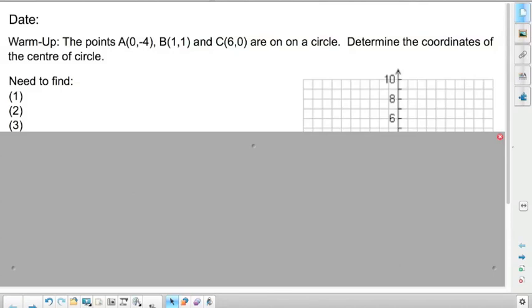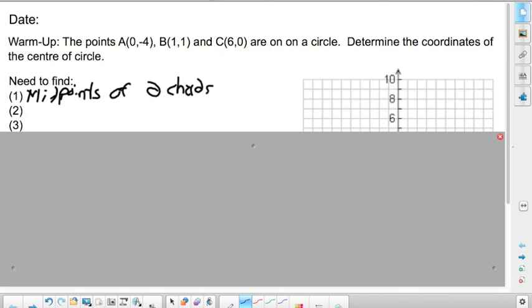Let's talk about the steps that we need to solve this problem. One of the things that we said we need to find was the midpoints. So the midpoints of how many chords? 2. You can do all 3 if you want, but all we need is the minimum of 2. What else are we looking for then?